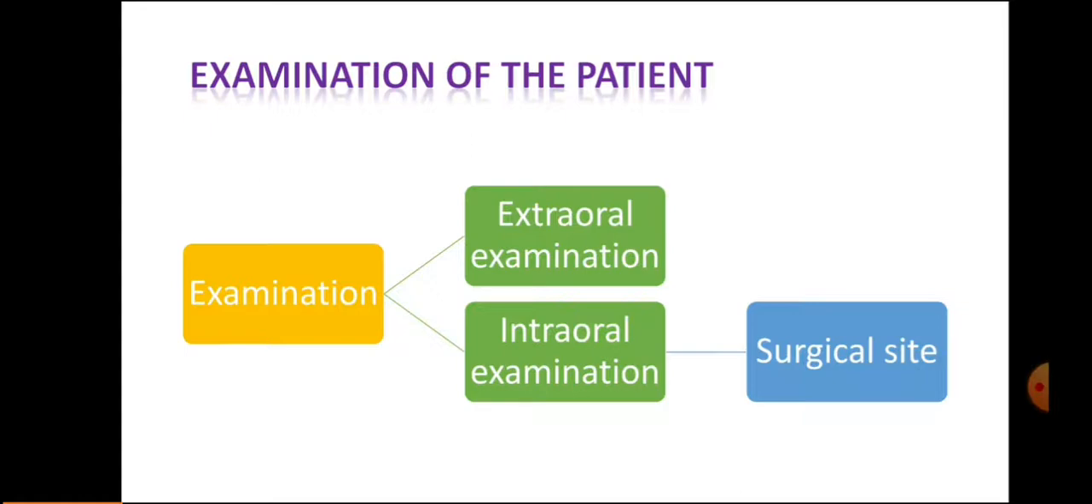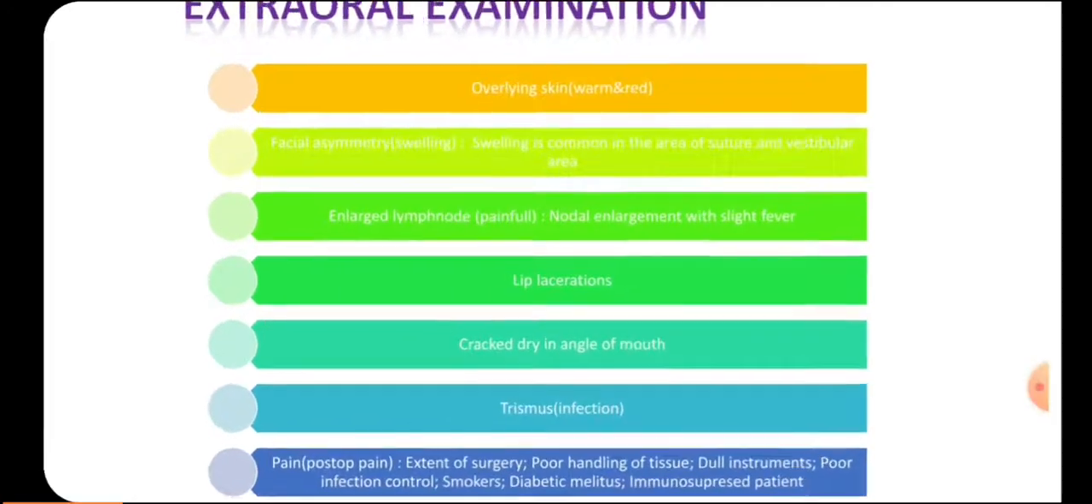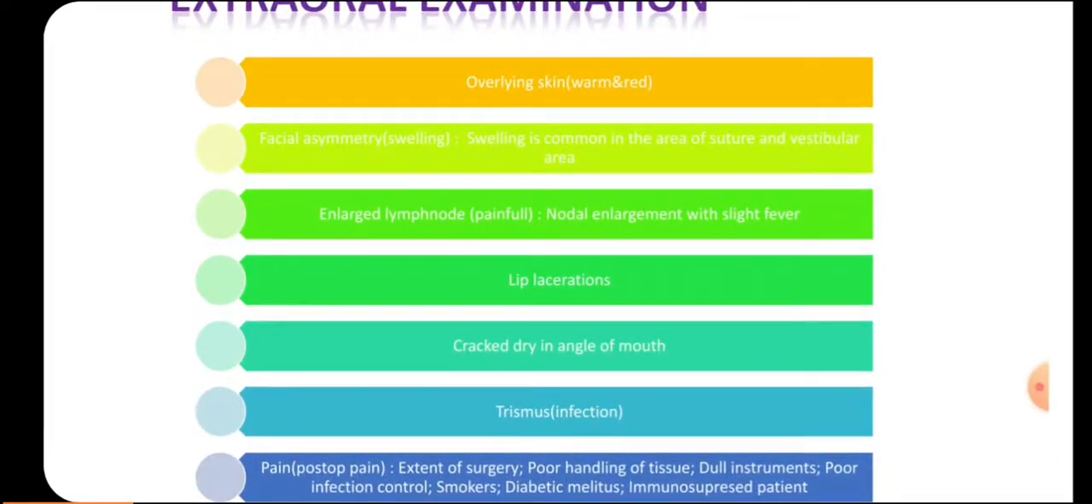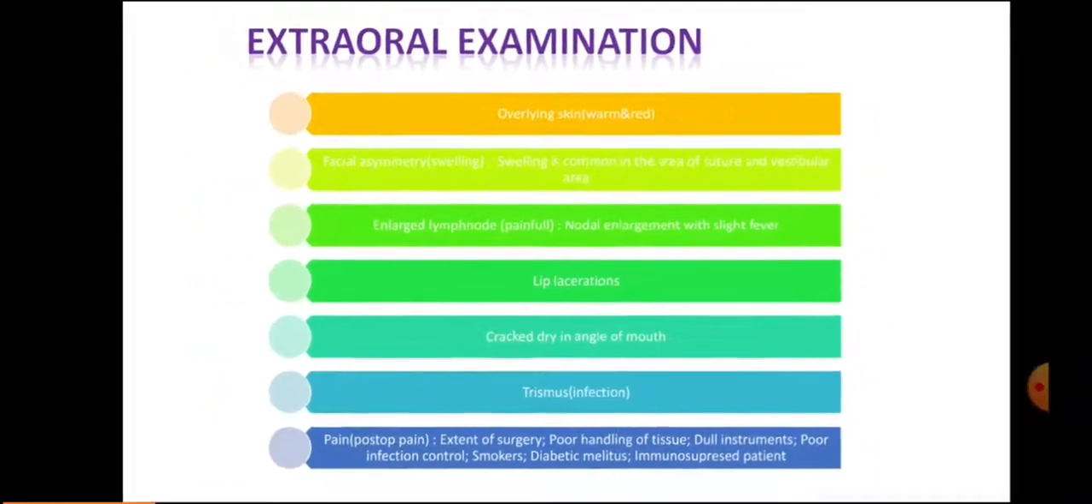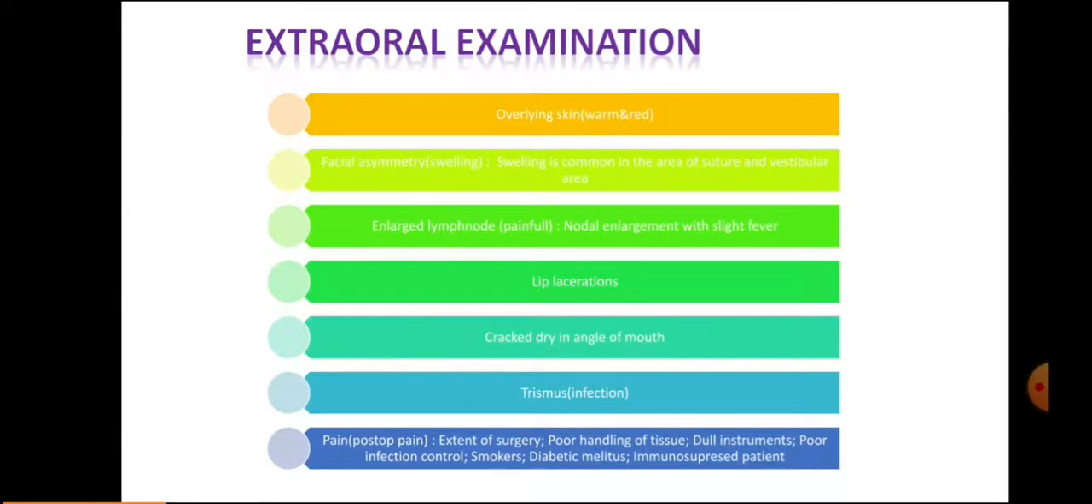So in the extraoral examination, what do you see? We have to see the overlying skin, whether it is warm or red. Then you have to see for the presence of any kind of swelling or any lip laceration or any kind of cracking at the angle of the mouth or trismus or pain if it is present. Okay, so we have to look into all these features. Once again, I would like to summarize. You have to look into the overlying skin for any warmth or redness, any kind of pain, any kind of swelling, enlarged lymph nodes, lip laceration, cracked dryness in the angle of the mouth, and trismus.